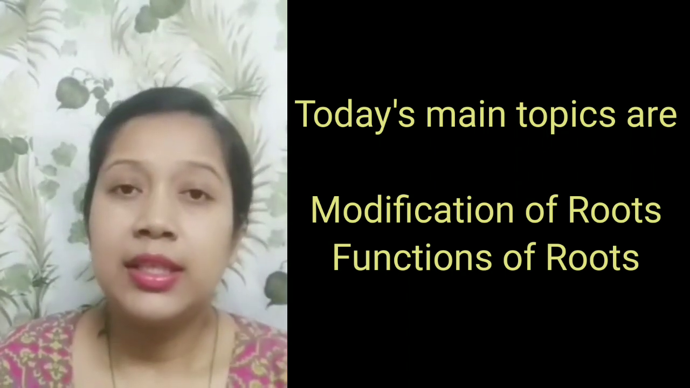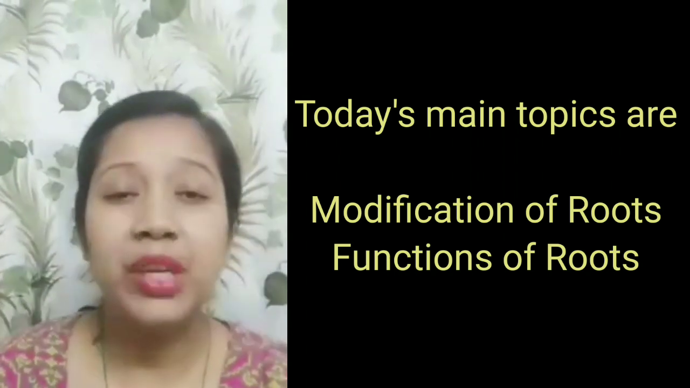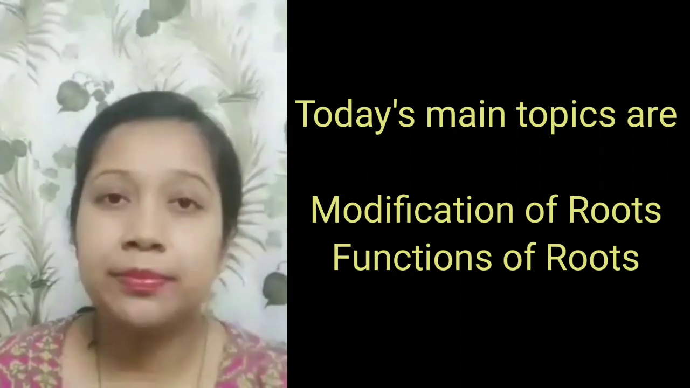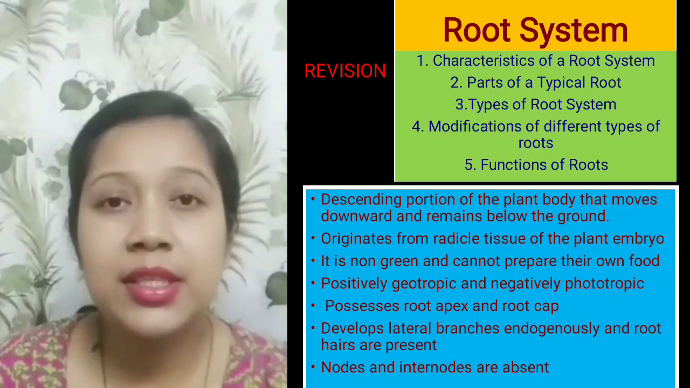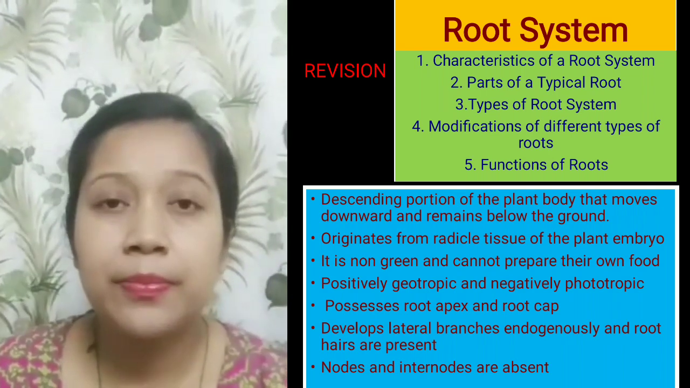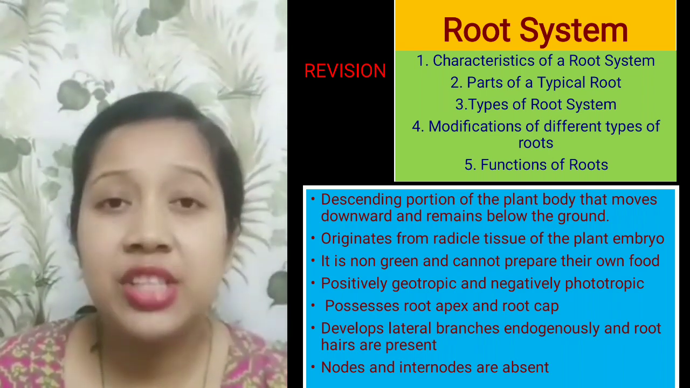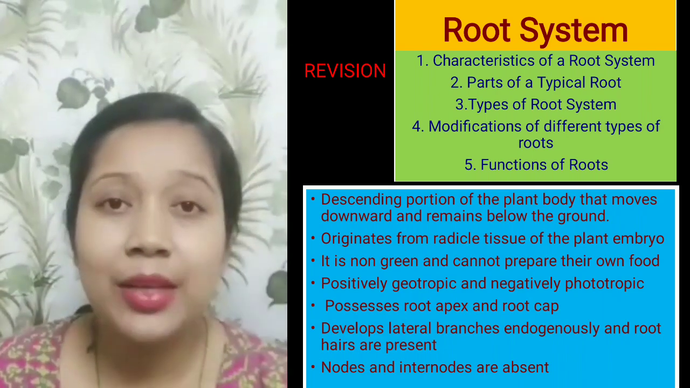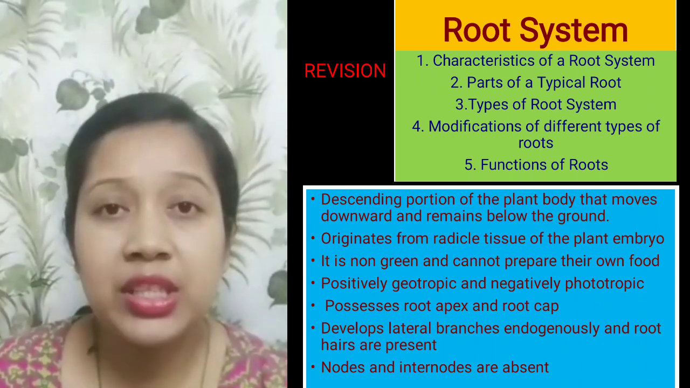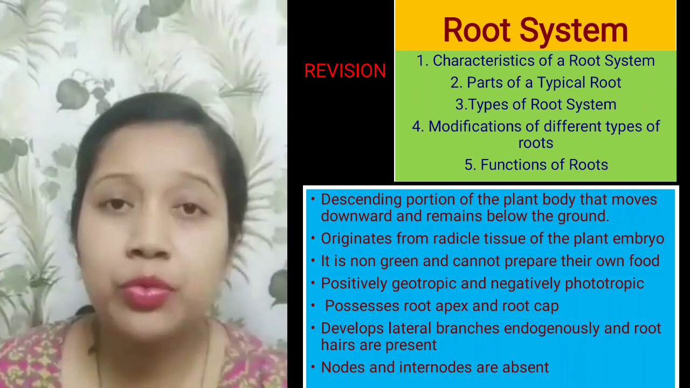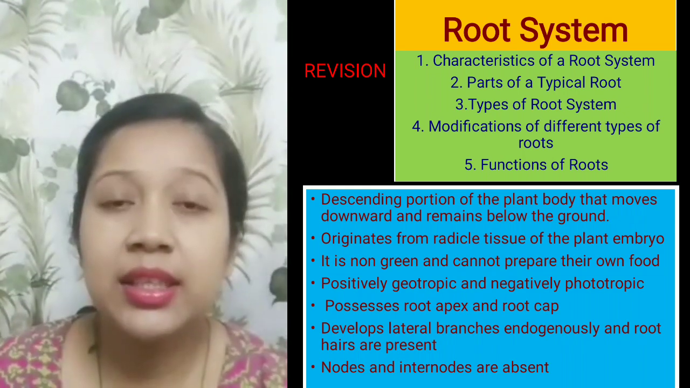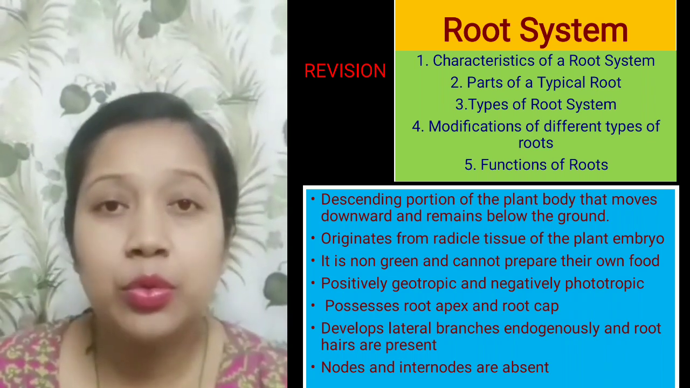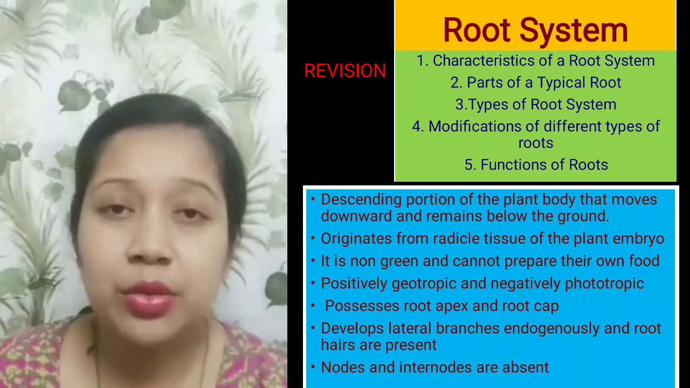But before discussing our main topic today, let's have a quick revision of what we studied in the last class. In the last class, the characteristics of the roots were discussed. The characteristics mean the general characters or features that the root possesses, such as the roots are non-green in color and so they cannot manufacture their own food. The roots are basically found in the downward portion of the plant body. Then the roots do not have nodes and internodes.